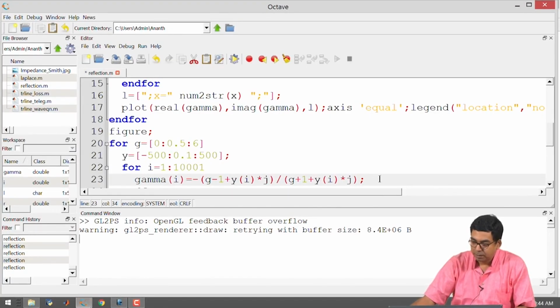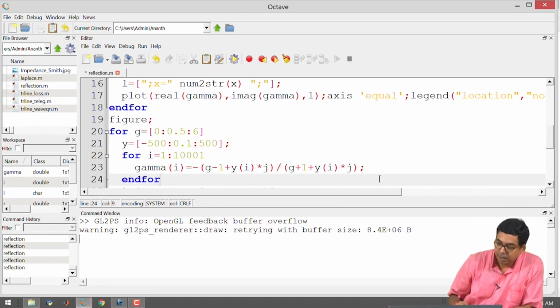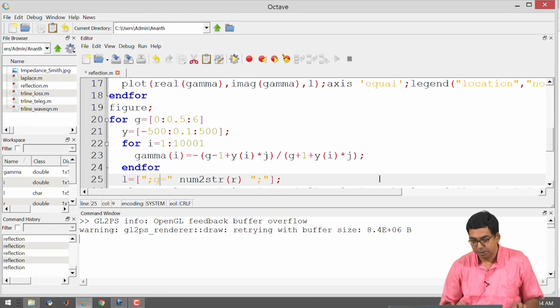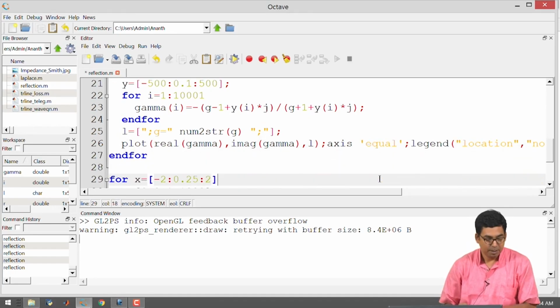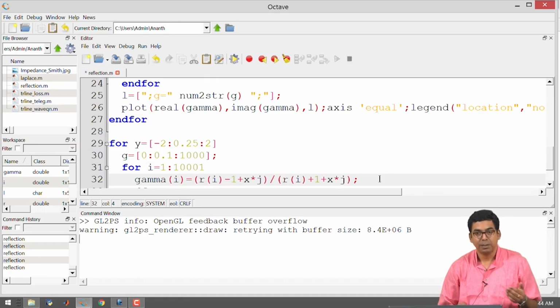Okay. This is the value of gamma that is calculated using admittances. I would like to say that this is for G equal to, everything else remains the same, and then I want to make this for the next loop for Y. Y goes from say minus 2 to plus 2, this becomes G. So, R is being replaced with G, X is being replaced with Y, that is all, okay.